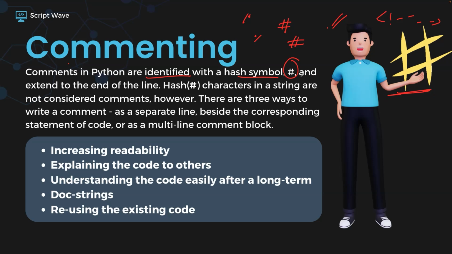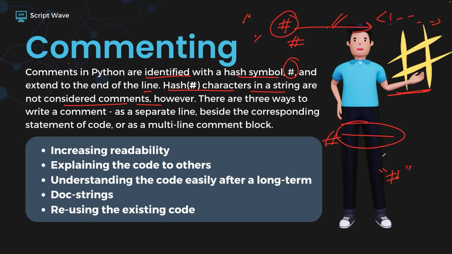So you can see the hash here, and it extends to the end of the line. So whenever you add a hash, it will extend till the end. If you have a line and if you have a hash, the whole line will be skipped from executing. Hash characters in a string are not considered as comments. This is a very important point to underline. We'll discuss strings in a lot bigger way, but just to understand, a hash in a string is not a comment. This is a string. Anything inside the inverted quotes is called a string.